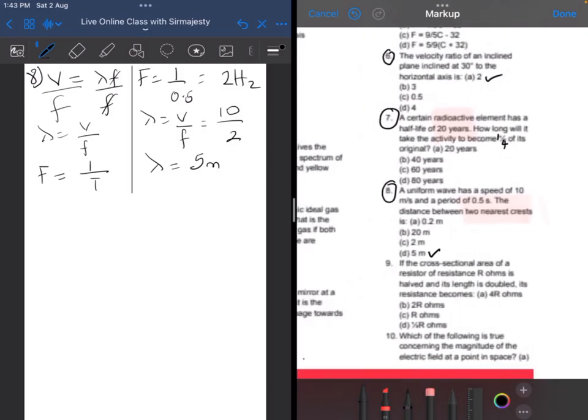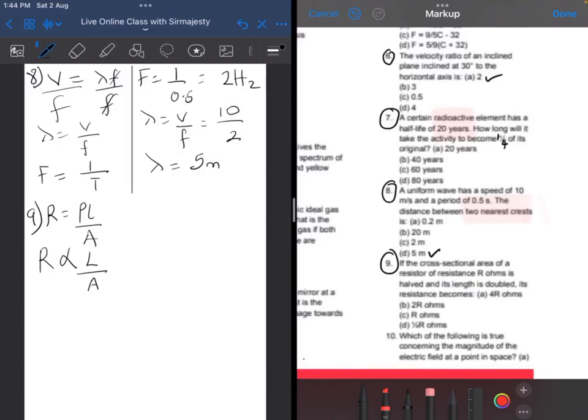So we're going over to question 9. If the cross-sectional area of a resistor of resistance R ohms is halved and its length is doubled, its resistance becomes... Okay, so let's reason this question. Remember the formula R equals ρL over A. R is directly proportional to length and inversely proportional to the cross-sectional area. This ρ here is a constant, the resistivity.